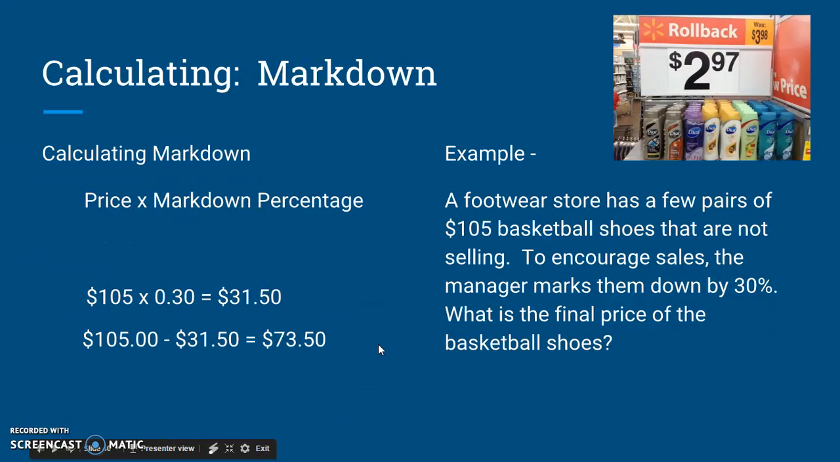So in this example, let's say that we have a footwear store that has a few pairs of $105 basketball shoes that are not selling. We want to get this inventory out of our store, and we want to be able to recoup some type of a return on this particular item. So to encourage sales, the manager marks them down by 30%. So what is going to be the final price of the basketball shoes? 105 times 0.30 gives the discount amount. Then we take the original price minus the discount, and that gives us the new price, $73.50. Pretty simple calculations, but just applying them now to pricing strategies is what we're doing here.